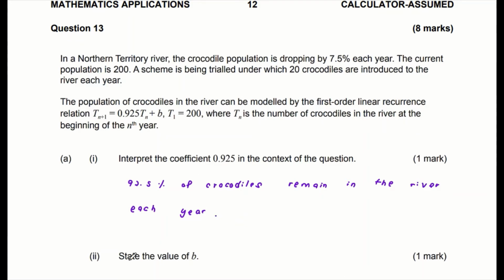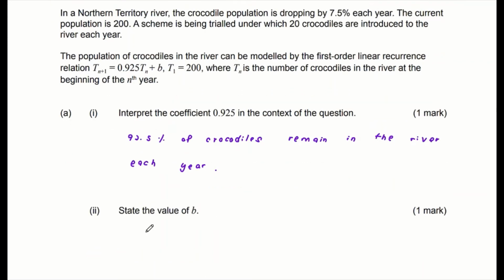Okay, to state the value of B, as you can see, 7.5% is dropping, right? So the population you're left with is 92.5%, which you multiply by 0.925. Plus B, which means it's the crocodiles that you are trying to introduce to the river each year. Tn is for the beginning of the nth year, so for each year, 20 is added. So the B here is equal to 20. Just understand from the question, then you'll be able to do that.